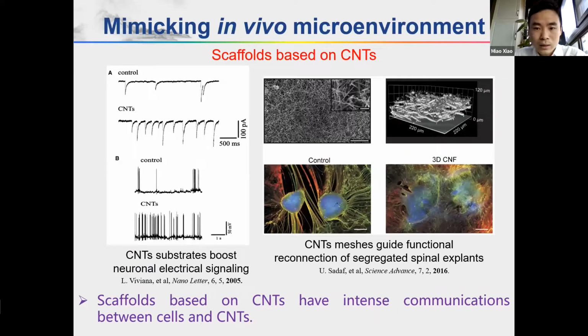On the other hand, carbon nanotubes have a unique one-dimensional geometrical structure, and also good electrical properties for intensive interconnection with and among cells. The connection can boost the electrical signaling, and they can modulate neuron growth and guide the functional reconnection of segregated spinal slices. However, also because of its one-dimensional structure, it is really difficult to form a real 3D interconnected structure of the carbon nanotubes. Therefore, a fully 3D geometrically, electrically and mechanically connected carbon nanotube structure is required for biological study.